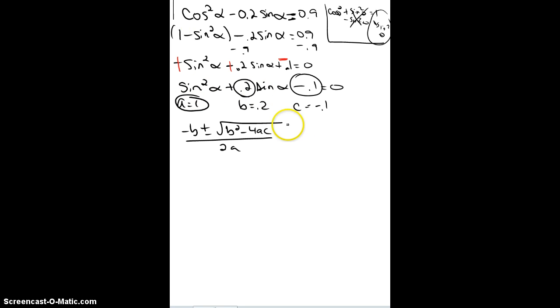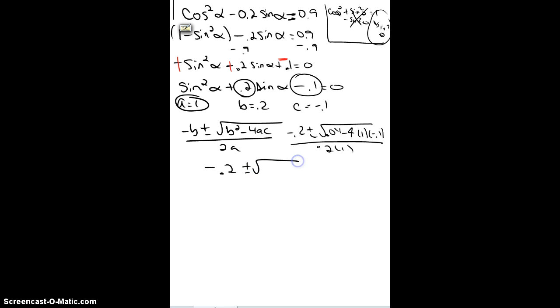All right, so let's sub in. We get what? Negative 0.2 plus or minus. When you square anything, it's always positive, so don't ever put a negative in this spot right there, because when you square it, it is positive no matter what. Minus 4ac, all over 2a, so 2 times 1. Okay, so I get a negative 0.2.